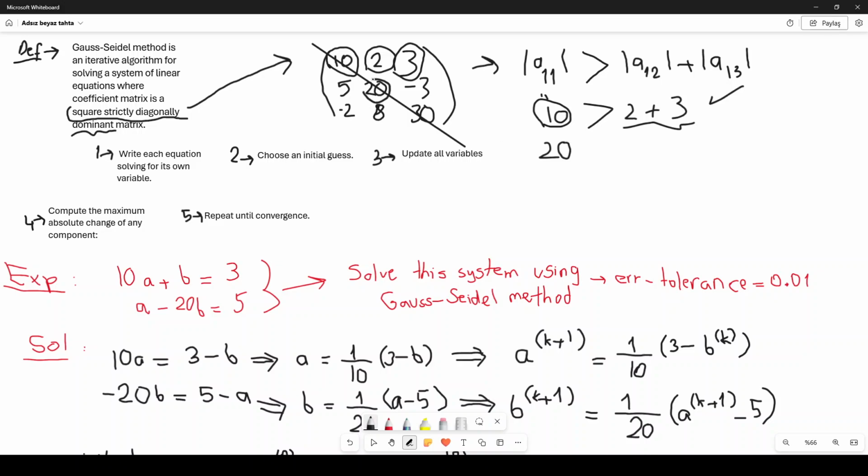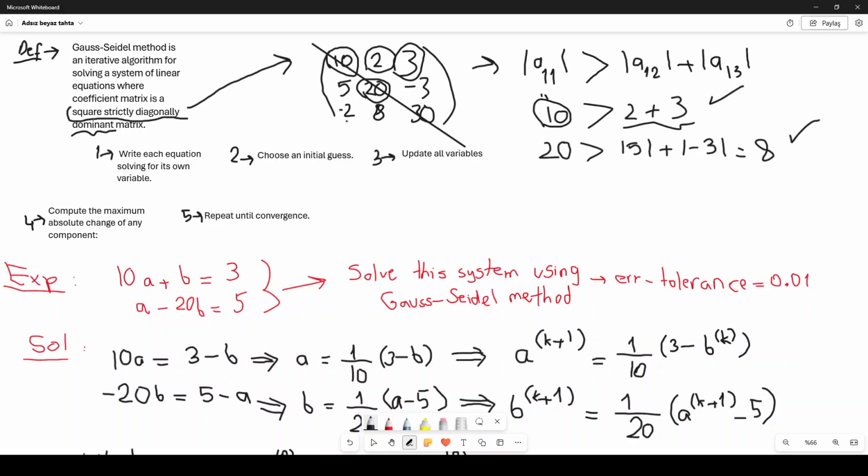So for the second row, the diagonal entry is 20. I check whether 20 is greater than the sum of the absolute values of the other values in the same row. So I take the absolute values of 5 and minus 3, which are the other values in the second row, and don't forget to take the absolute value. The sum on the right hand side is equal to 8, but 20 is strictly greater than 8, so there is no problem for the second row as well.